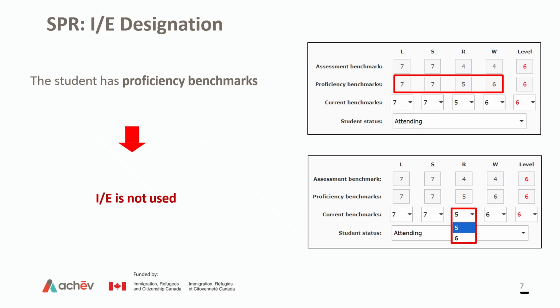If a student has proficiency benchmarks, IE is not used. In this example, the student has proficiency benchmarks 7756. Therefore, the current benchmarks will show as 7756. For this student, only reading can be updated to CLB +1.